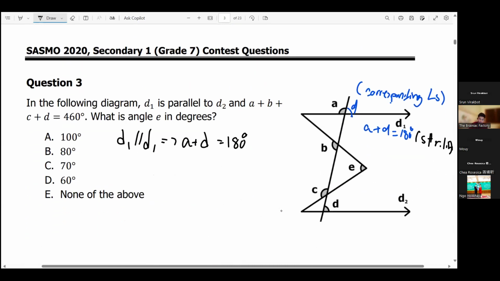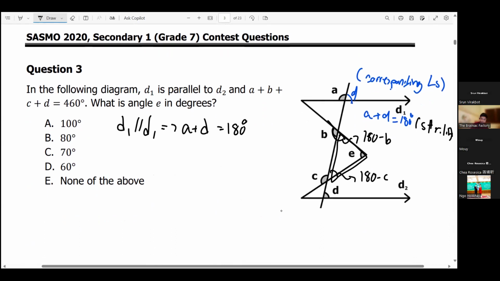So if you look in this triangle here, you'll see that this angle is actually equal to 180 minus B. Why? Because it's a straight line and this angle is equal to B. So we get this angle is equal to 180 minus B, and so also to this triangle, which is 180 minus C. From here, you can find angle E. So angle E equals to the sum of angles in the triangle, which is 180 minus (180 minus B) minus (180 minus C).